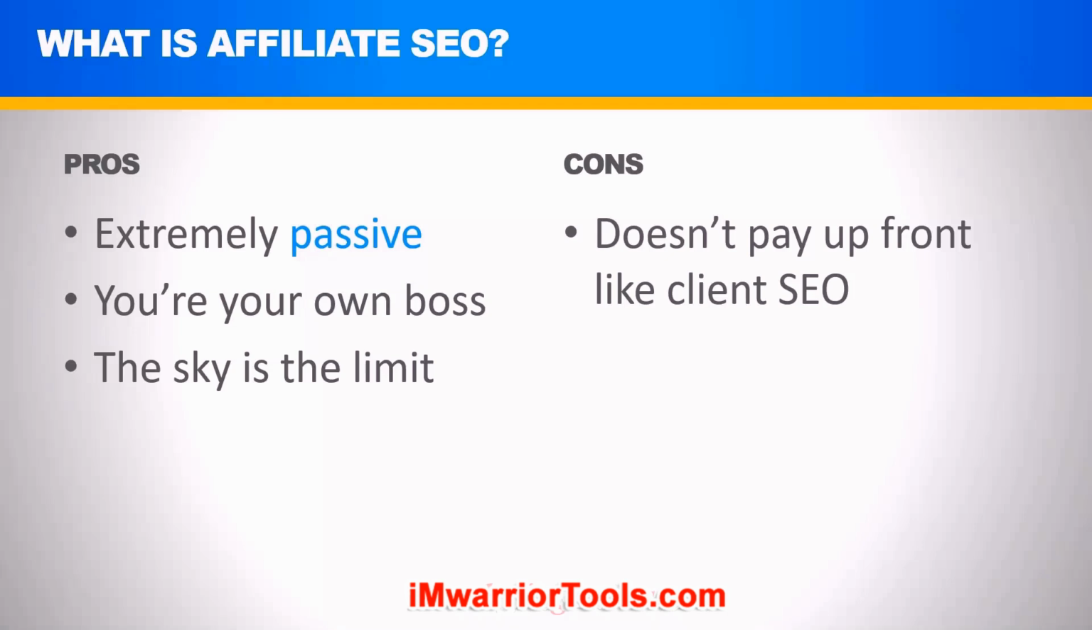Like when you get a client and you're doing SEO services for them, they pay you whatever that retainer is, $1,000 a month, and you get that at the beginning of the month. With affiliate SEO, you don't get paid until you're ranking, so it can take some time to actually get your money back.